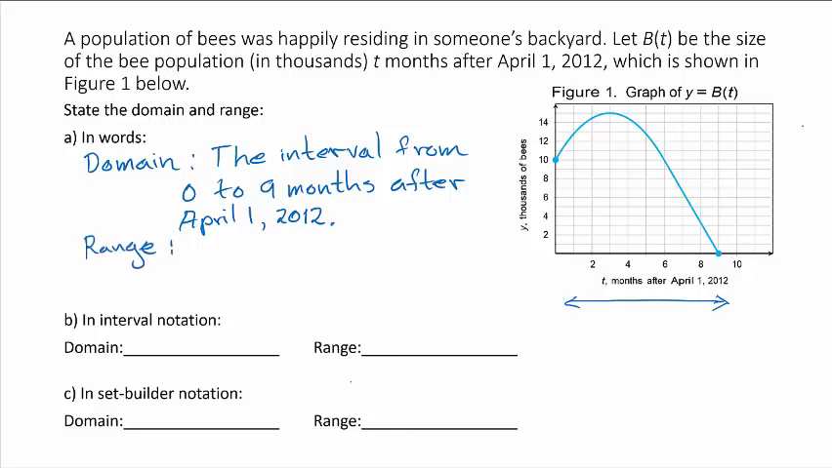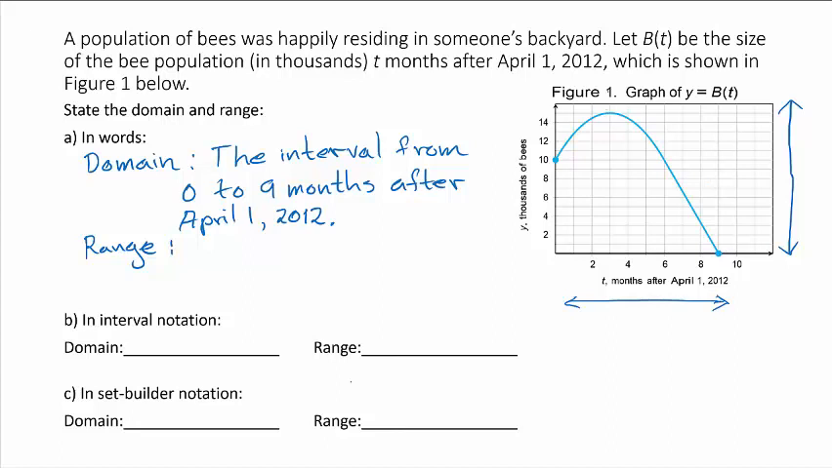So now let's look at the range. On the domain, we were looking for the lowest to the highest x value, or in our case, t value in this example. And then for the range, we're looking at the y value. So what is the interval on the vertical axis that we're looking at? The lowest y value that we have here is 0. And the highest y value is 15.